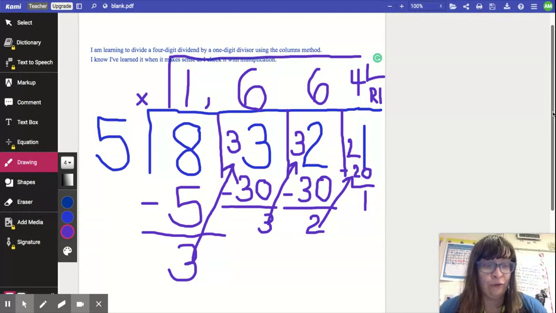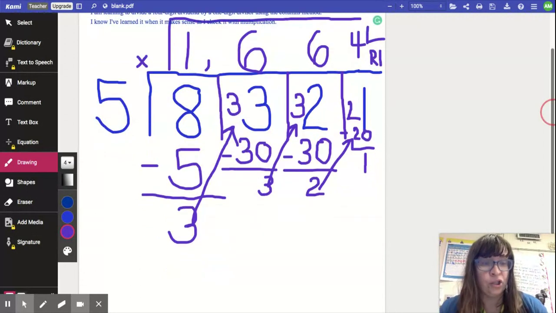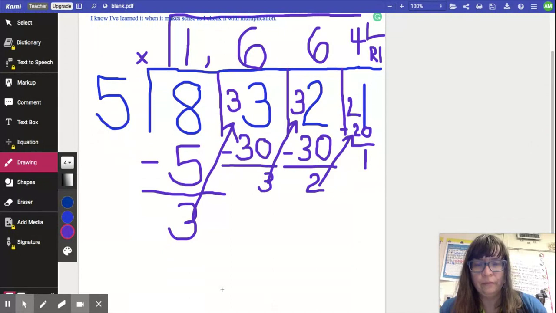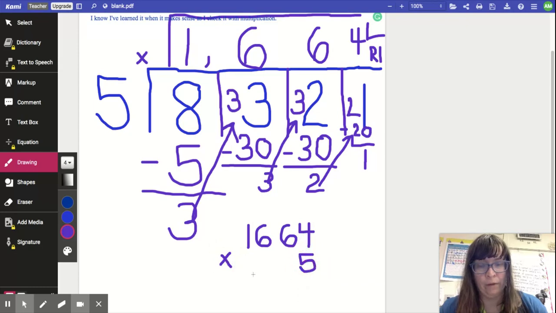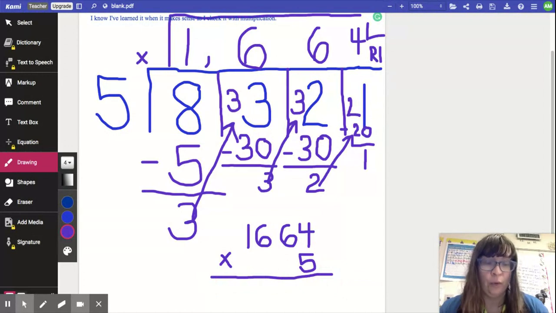How will I know that I've learned this and I'm successful? I'll check it with multiplication. I'm going to go ahead and take my quotient, 1,664, and I'm going to multiply it by 5. I'm going to go ahead and use the standard method of multiplication, the one you might be familiar with. If you don't understand how to do this method or you want to learn more ways to multiply, just let me know and I can do another video for you.